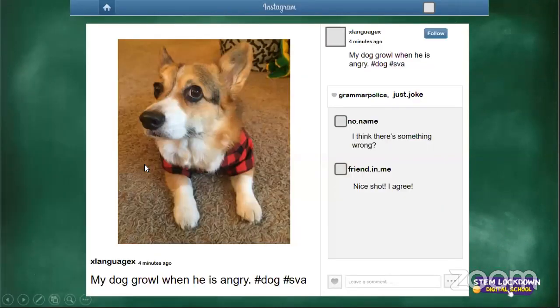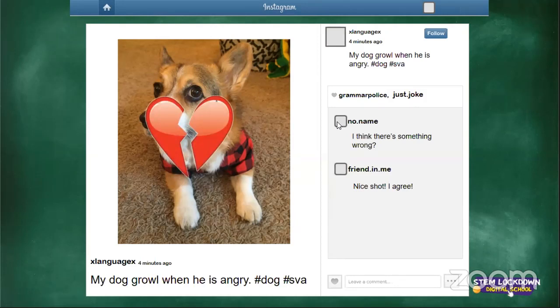Right. So this is an Instagram post and someone posted their dog. And the caption is, my dog growl when he is angry. Does that make sense? My dog growl. It seems there's something wrong, right? So we're not going to like this Instagram page. That's why I have a broken heart there.